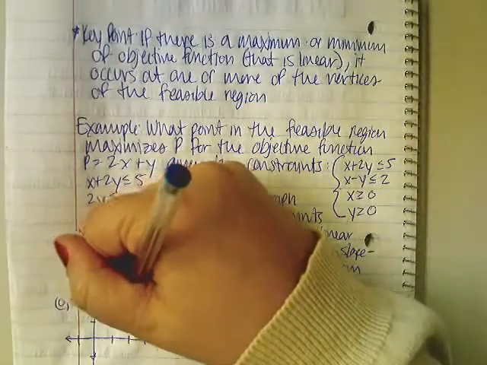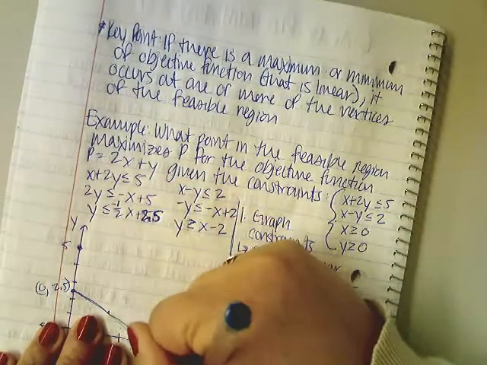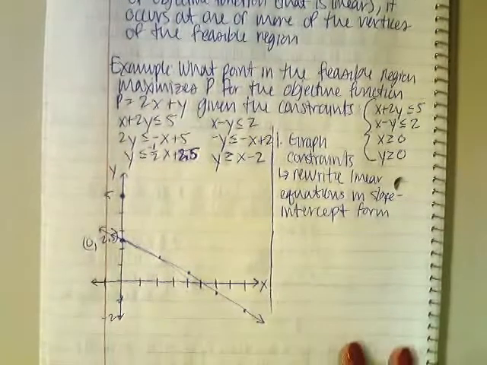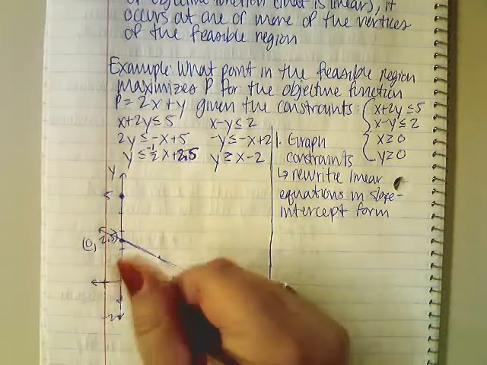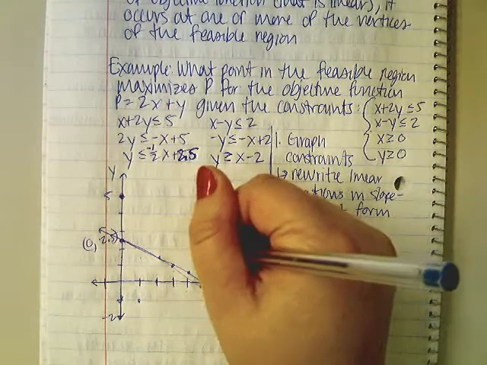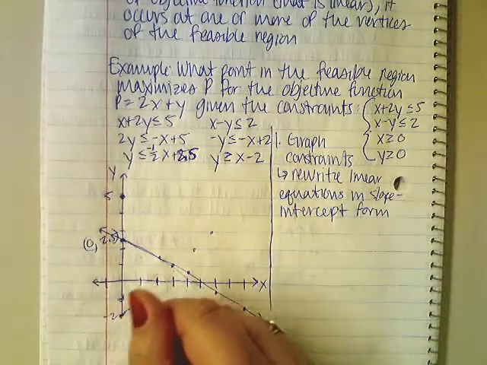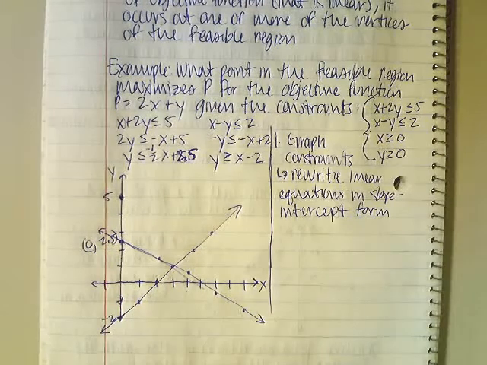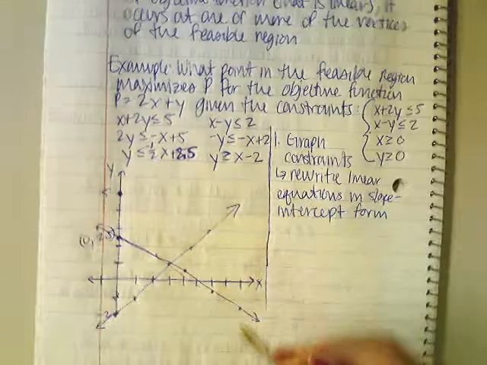And I'm going to graph that line. Oh, my paper moved. It's a solid line because it has the equals to sign. So there's my line there. Then I have y equals positive x starting at negative 2. So I go up 1 over 1, up 1 over 1, up 1, and it's going to continue up like that. And last but not least, x is 0 and y is 0 is just my x and y axes.